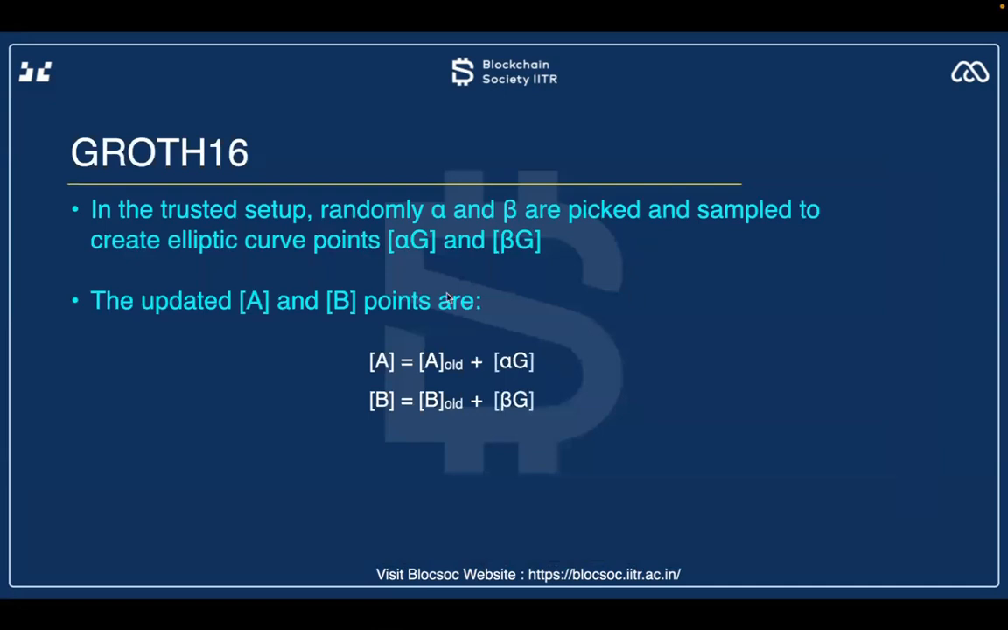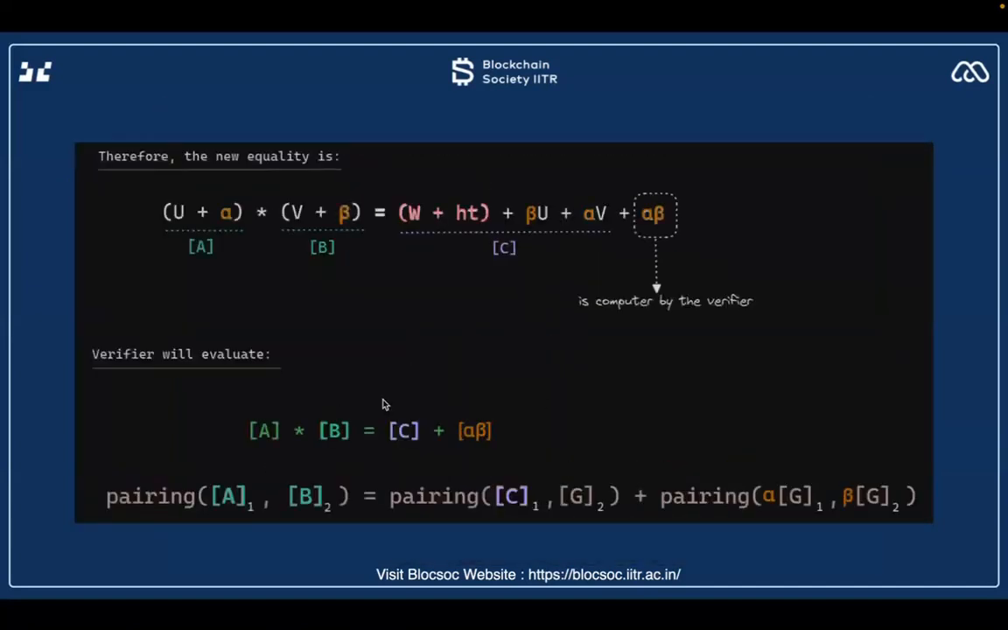Earlier I mentioned that alpha G and beta G are provided to both the prover and verifier. We have seen how the prover uses them to update the points A and B. The verifier uses them in the verifying stage. That's how he calculates this pairing of alpha and beta, if he has alpha G1 and beta G2, and he simply calculates the pairing alongside the pairing of AB and CG.